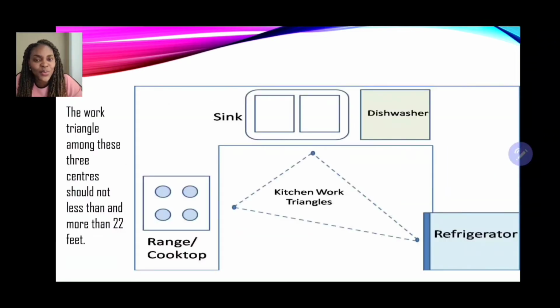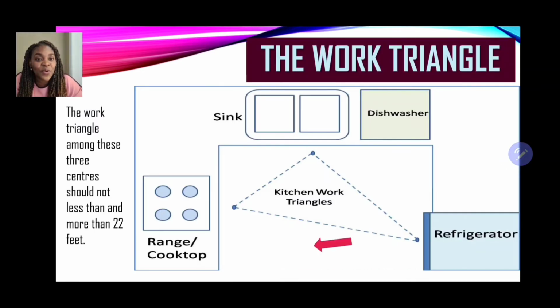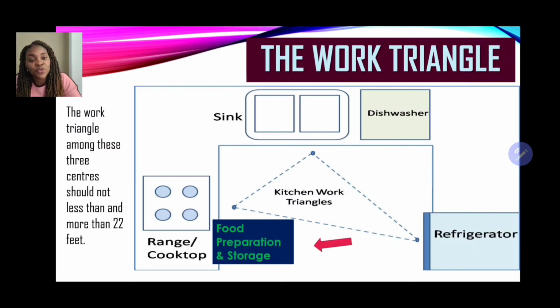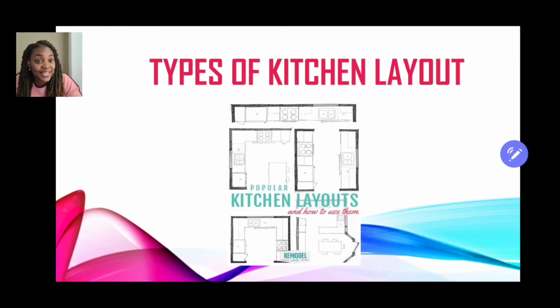Now, let's take a look at what the imaginary work triangle in a kitchen would look like, right? Now, what you're seeing here is that it connects three work stations, right? Now, the work triangle among these three centers should not be less or more than 22 feet. Good? All right. Now, that is it for the work triangle. So we have the food preparation and storage center, the cooking and serving center, and also the cleanup center.